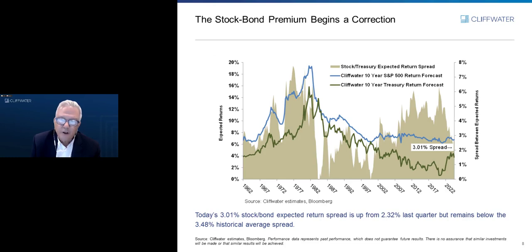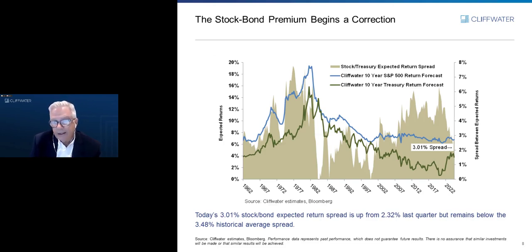If you look at the shaded area, it shows the spread between the blue line and the green line, stocks and bonds, and it had been 4 to 5% for most of the past 10 years. Then as the Fed increased interest rates, all of a sudden that spread declined. Last quarter, it was 2.32%. So it was really small, almost half the historical average.